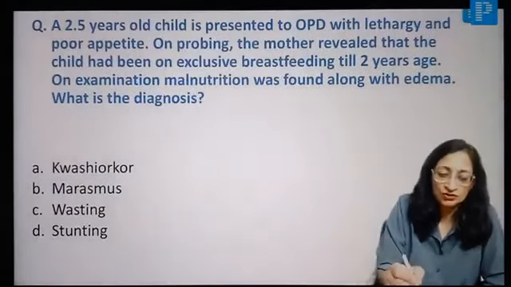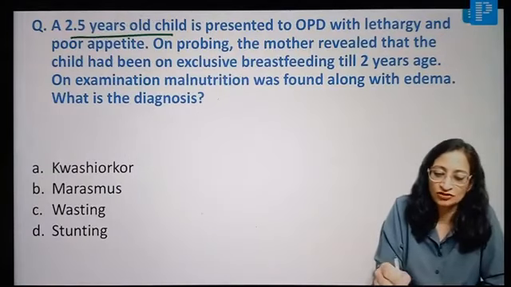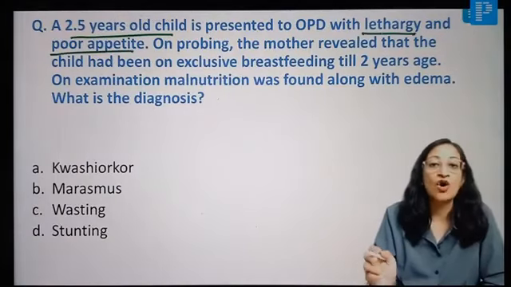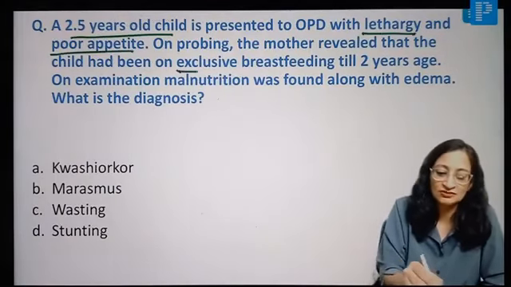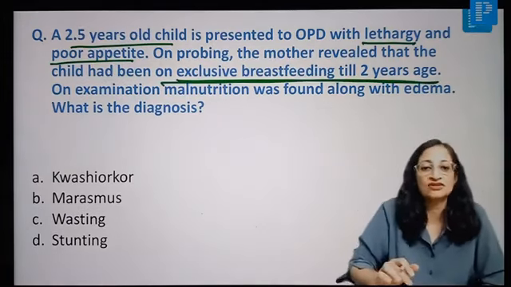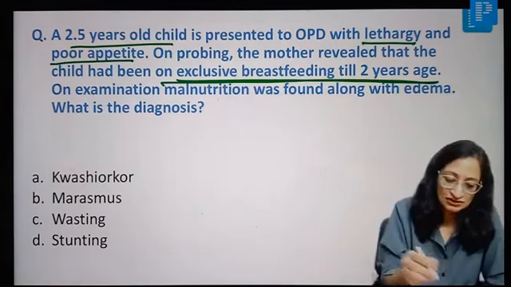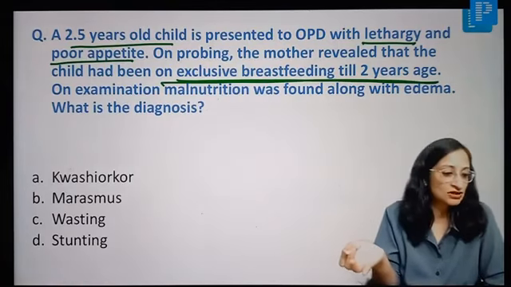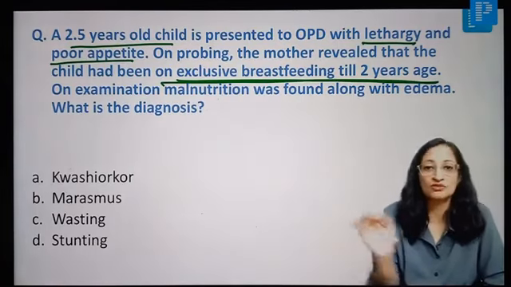Now a 2.5-year-old child is presented to OPD with lethargy and poor appetite. On further probing, the mother revealed that the child has been on exclusive breastfeeding till 2 years. Till what time should exclusive breastfeeding be done? Tell me, exclusive breastfeeding is recommended till what age? See here, exclusive breastfeeding in this question has been done till 2 years of age, which is not what should be done.